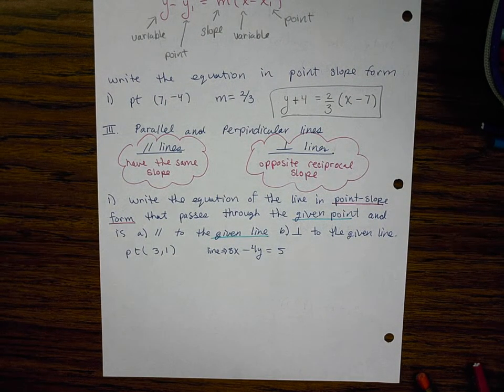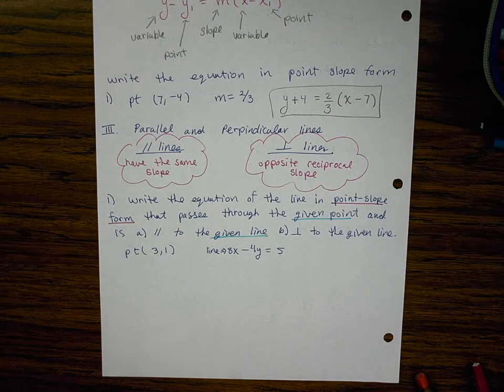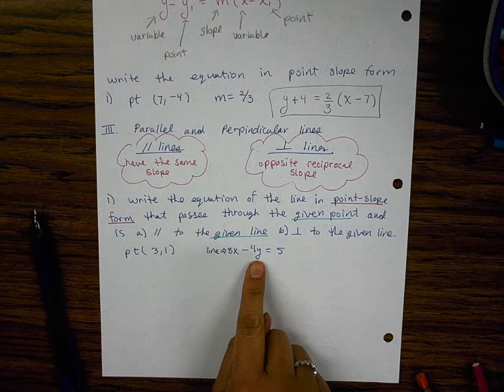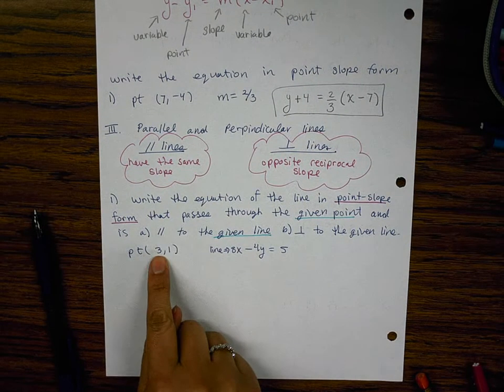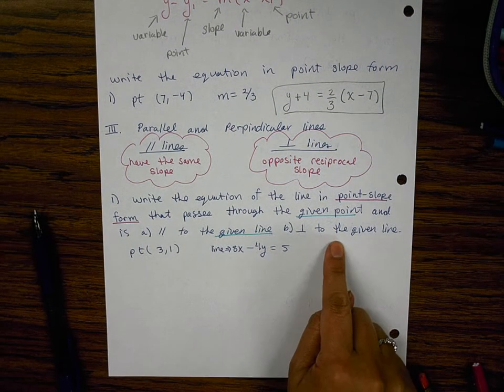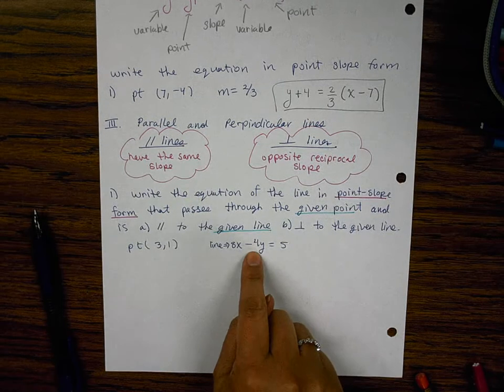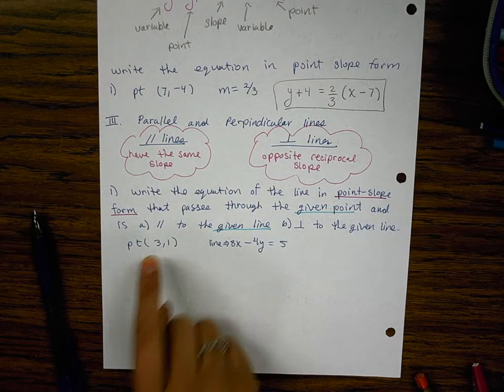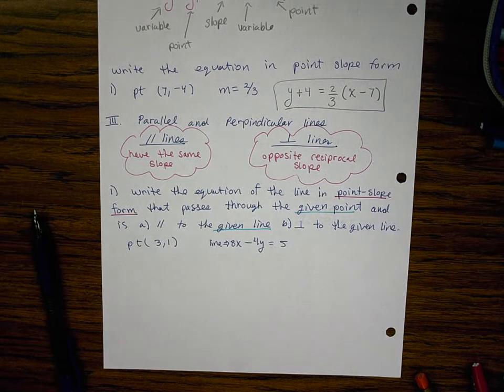The point is (3, 1). The line is 8x minus 4y equals 5. All right, so for part A, we want to find a line that is parallel to this line passing through this point. And for part B, I want to find a line that's perpendicular to the same line and also passes through this point.